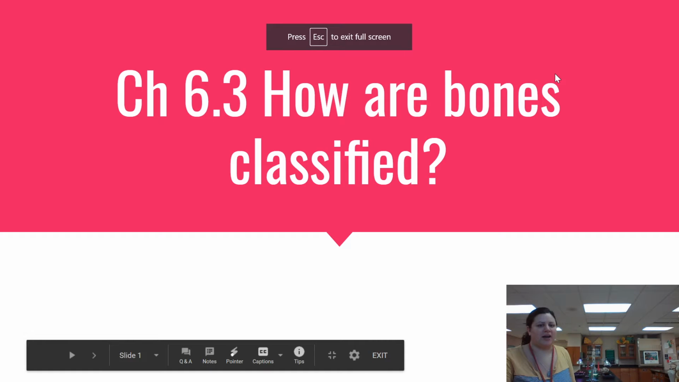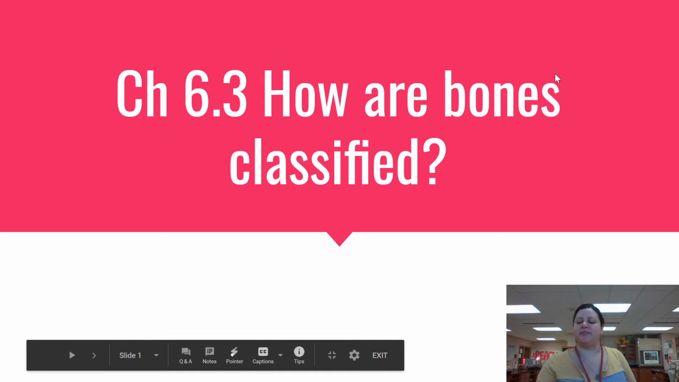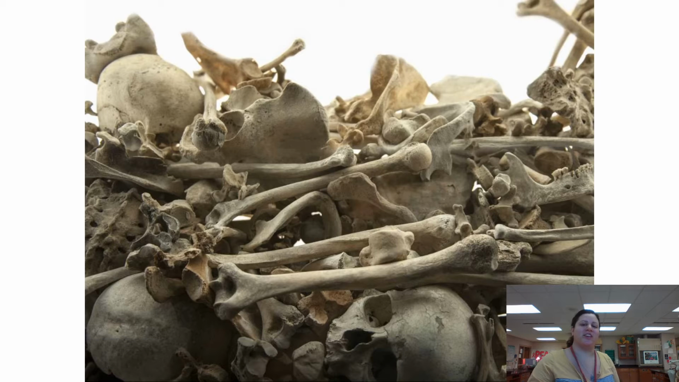All right, hello. Today we're going to talk about how bones are classified. So I would like you to imagine that you're walking around and then you suddenly find a large pile of bones and you naturally decide to try to sort them into categories. So look at all these bones. What categories would you use? Do you see any similarities with the shape and the size of them?